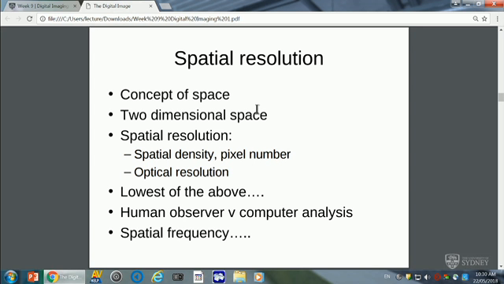So spatial density is one. In other words, the ability to resolve detail in your digital image is down, according to that first point, to spatial density, which simply means the number of pixels you have in your image. So spatial density is about pixel number. How many pixels have you got in your image?